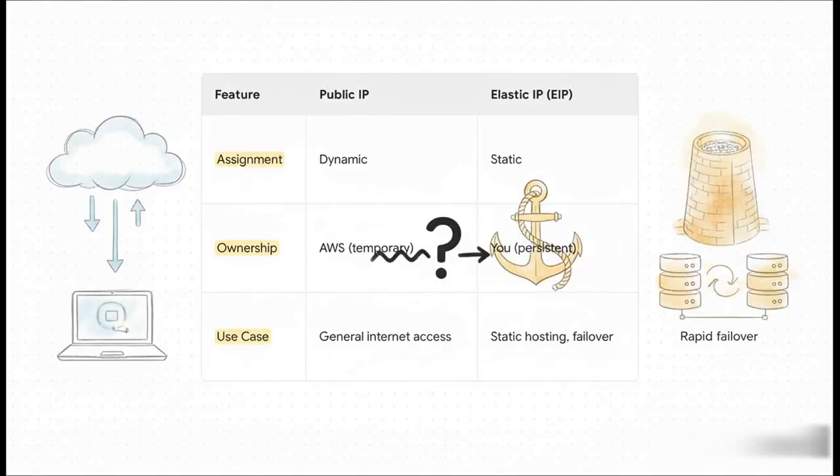A standard public IP, it's temporary, AWS manages it, and it's fine for just general internet access. An Elastic IP, that's a permanent asset that you control, and it's specifically designed for critical jobs like hosting your website or enabling that super fast failover we keep talking about.